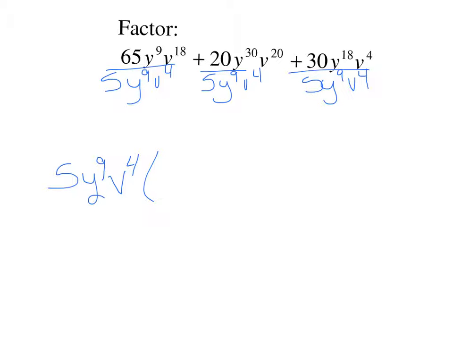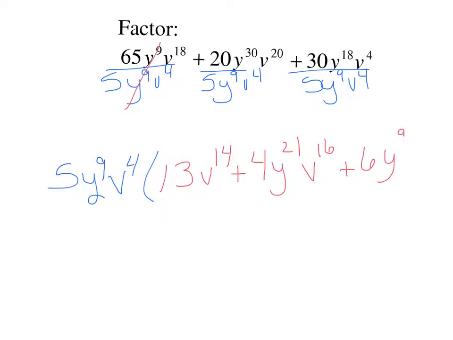All right. 65 divided by 5 is 13. The y's cancel because they're both the same. We get v to the 14 by subtracting the exponents. Plus 20 divided by 5 is 4. Subtract the exponents on the y's. We get y to the 21. Subtract the exponents on the v's. We get v to the 16. Plus 30 divided by 5 is 6. Subtract the exponents on the y's. And the v's cancel because they're both the same.